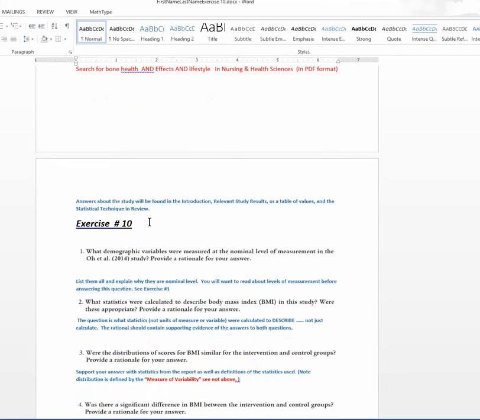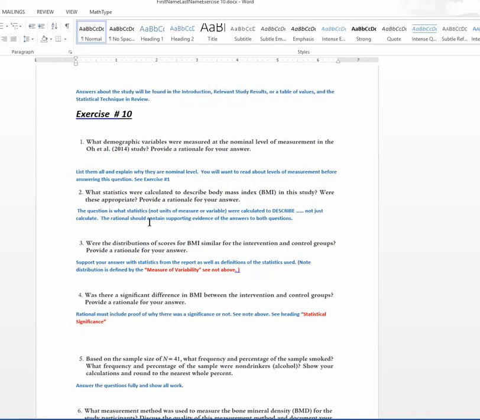So now we come to exercise number 10. Now exercise number 10, again, all of the answers, unless it's an opinion or it asks you to do outside research, are going to be found in the introduction, the relevant study results, or the tables. So let's take a look at the first one. It says, what demographic variables were measured at the nominal level of measurement? Well, if you don't know what nominal level of measurement is, that's going to be a problem.